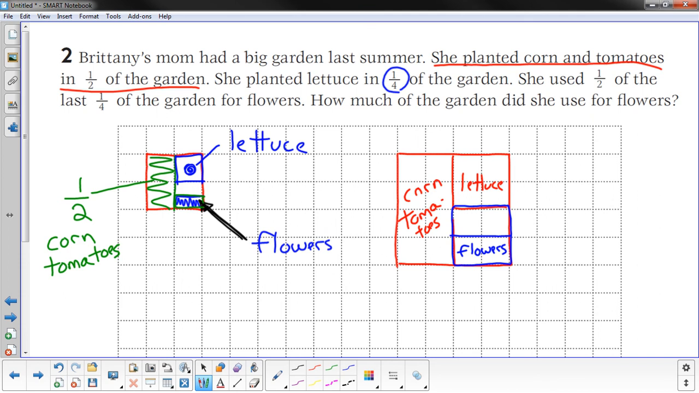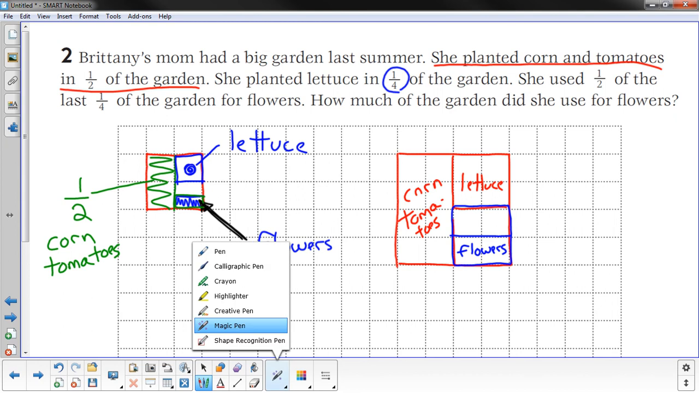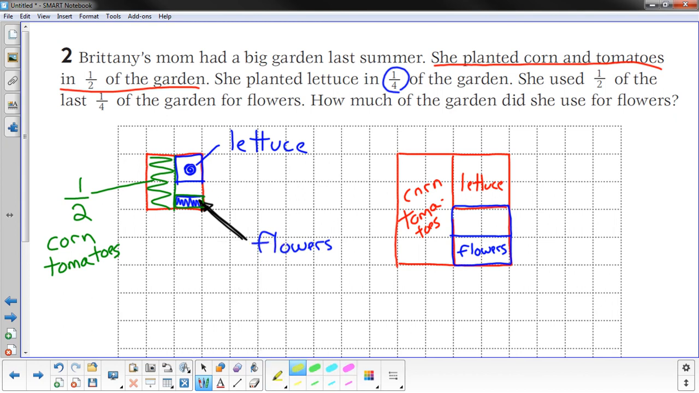My flowers take up how much room? Well, they take up 2 squares. 2 out of how much? 2 out of the entire thing. That's 16. Or they take up 1/8.